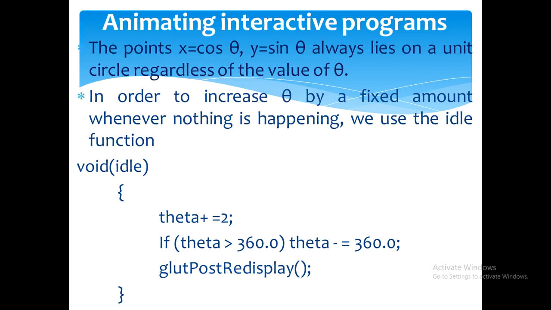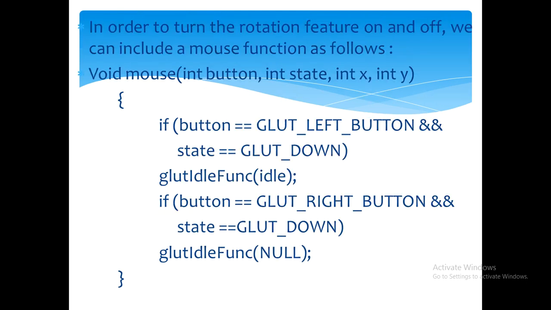It will call the idle function, it will rotate, right? If you press down the right button, then use the right button and glutMouseFunc down, means glutIdleFunc null. At that time you stop. Glut idle function null. At that time it will not call the idle function, only it will call the null function. It will stop that one. Like this you can interface. It can develop animating programs.